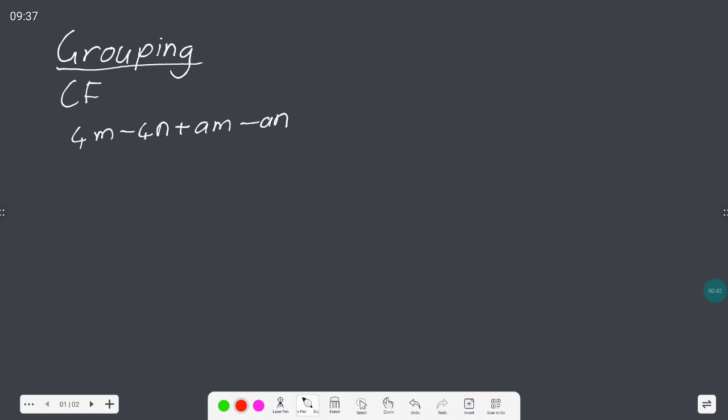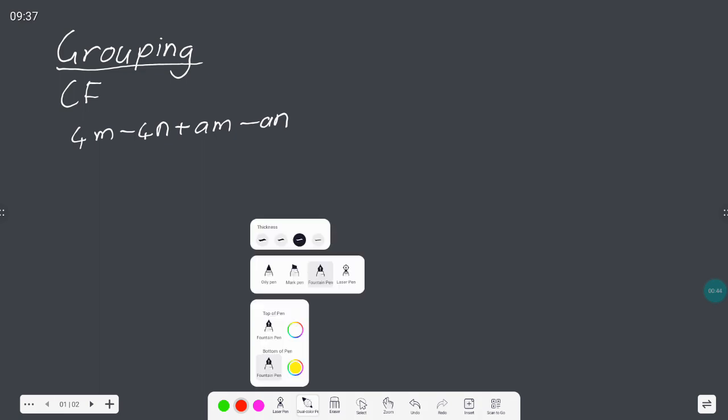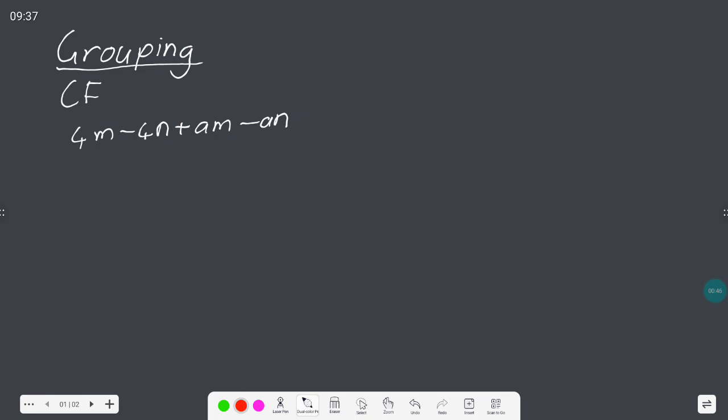What can I see? I can see that I can group these two and those two. What can I take out commonly in the first? I can take out 4. I am left with m minus n. Plus, what can I take out commonly there? A. I will be left with m minus n.